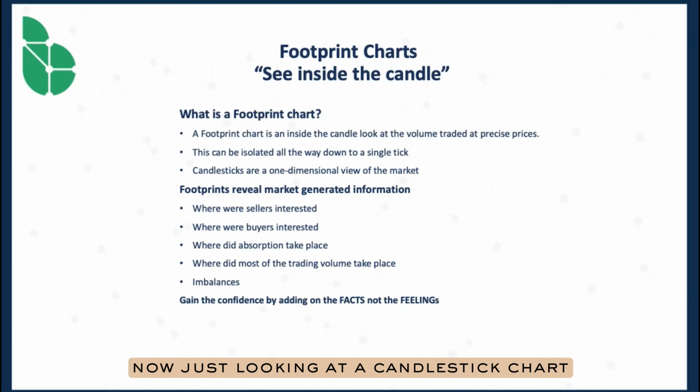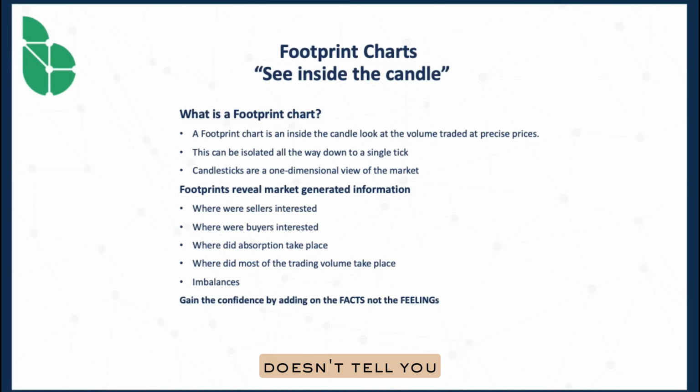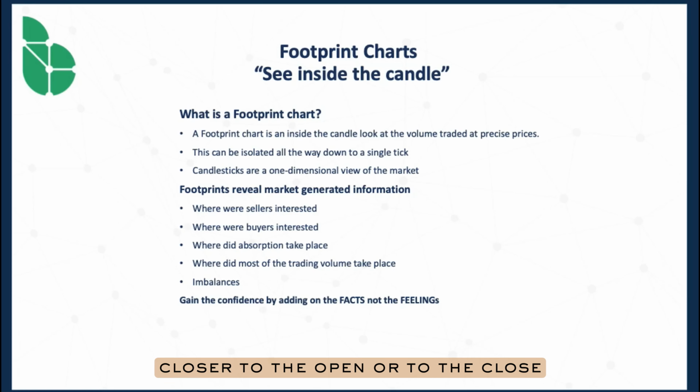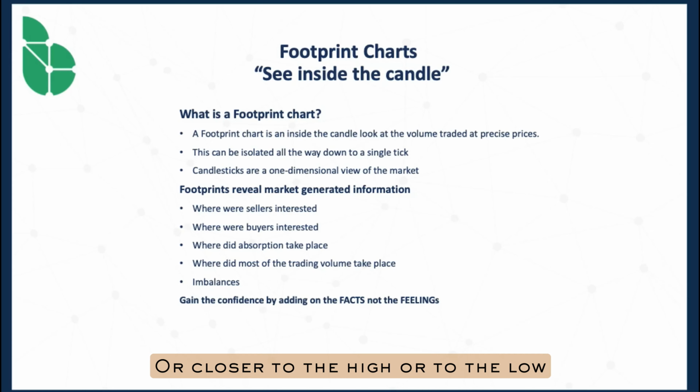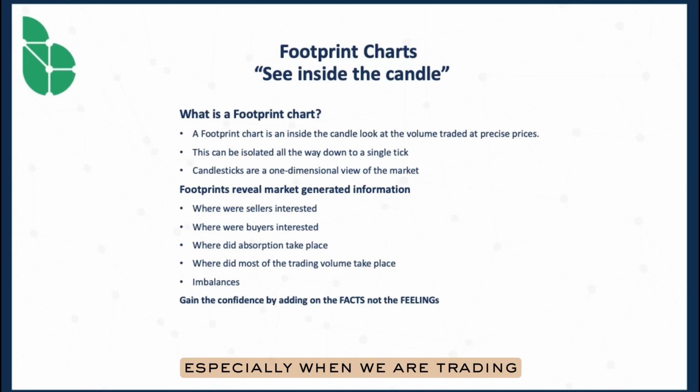Now, just looking at a candlestick chart doesn't tell you whether the volume was in the wick or in the body. It doesn't tell you whether the volume took place closer to the open or to the close, or closer to the high or to the low. This type of information can be extremely useful, especially when we are trading with volume profile, or trading order flow and support and resistance, trading around structure or horizontals, for example.